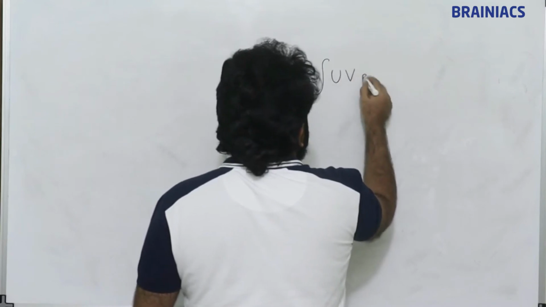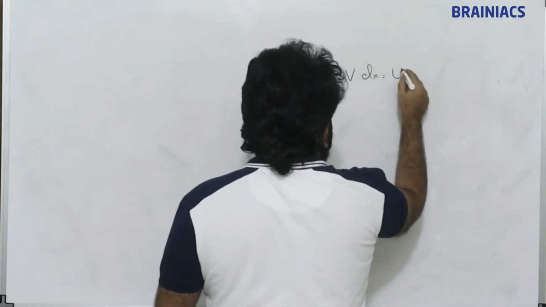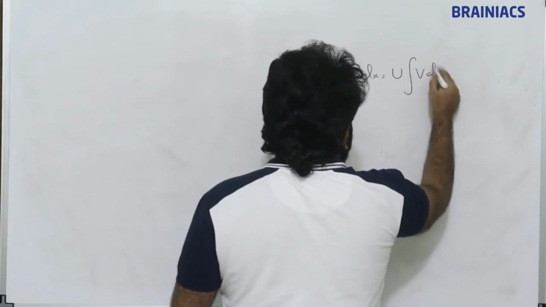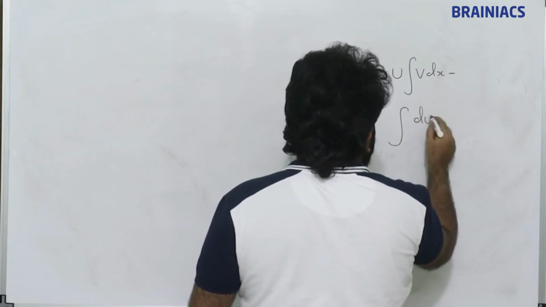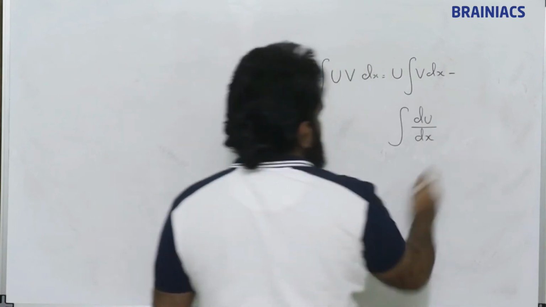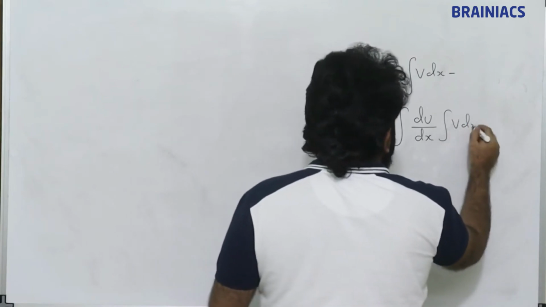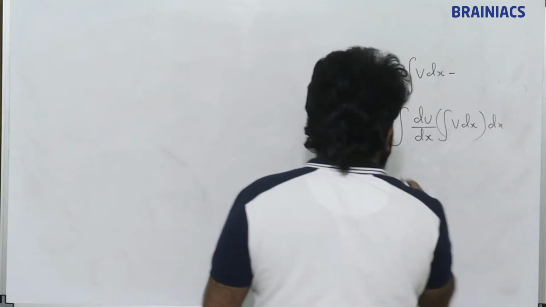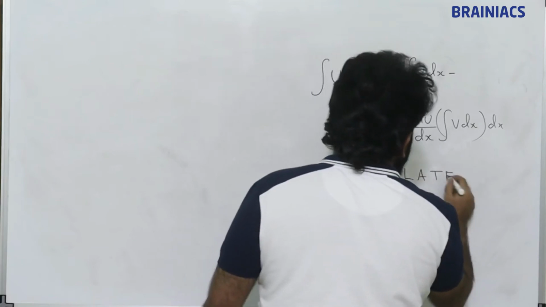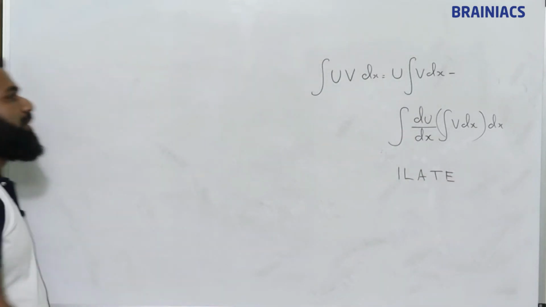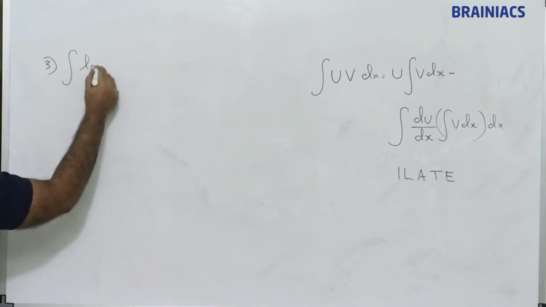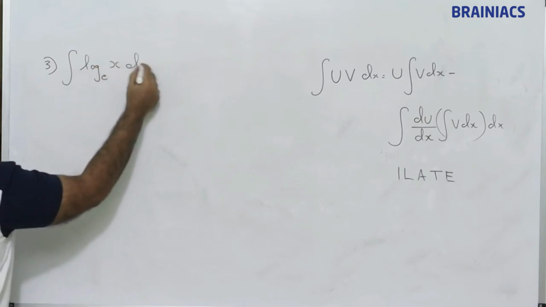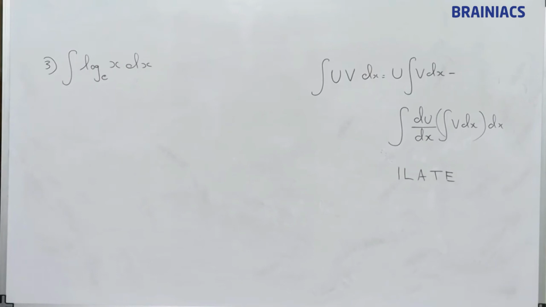Integration of uv dx is equal to u times integral of v dx, minus integral of du by dx times integral of v dx, into dx. This is the formula, and ILATE is used to decide which one is u and which one is v. So take another example: integration of log x dx.